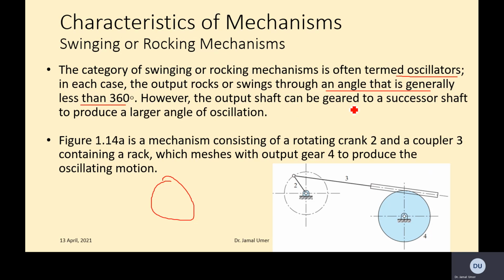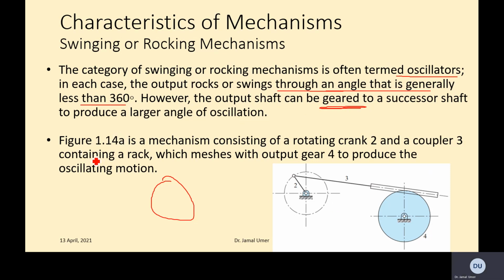However, the output shaft can be geared to a successor shaft to produce a large angle of oscillation. Nevertheless, if the angle here is small, it can further be changed by using some gear application. So you can increase the angle of rotation, for example, if it was a 50 degree swing, you can convert 50 to 100 by applying some gears.